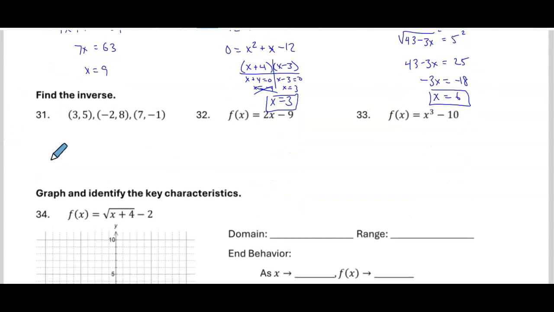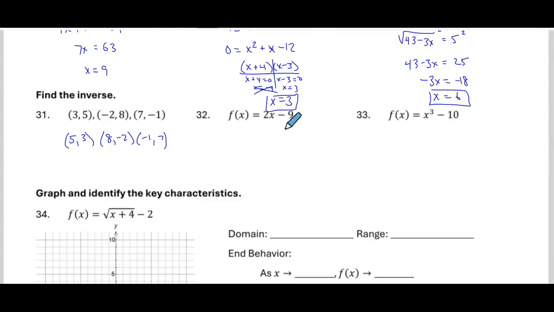Alright, inverses. So the concept of an inverse is that x and y switch. So if all you have is coordinates, simply switch them. So all the x's become y's and all the y's become x's. Nope. What we don't want to do is what I just did. It's not about switching signs, it's about switching the locations of each of these.